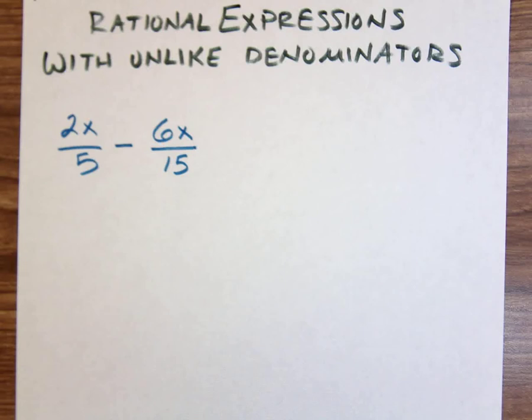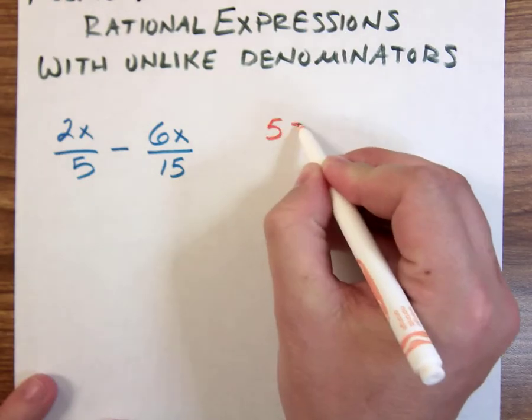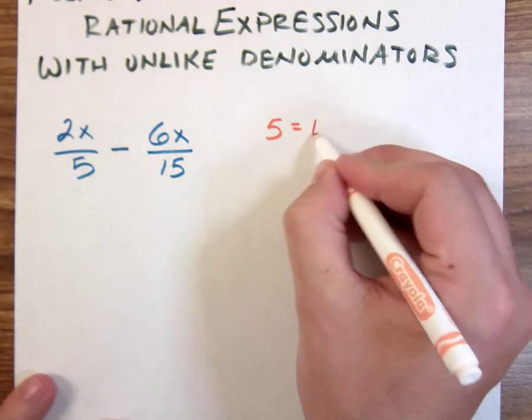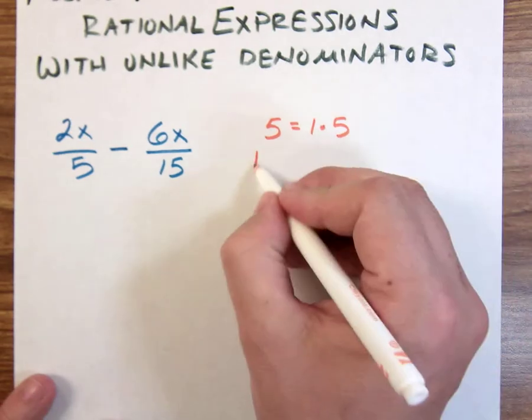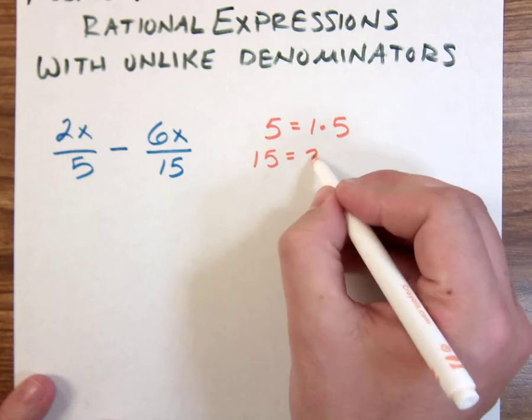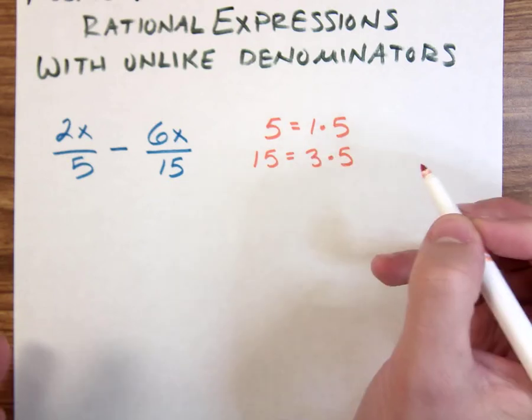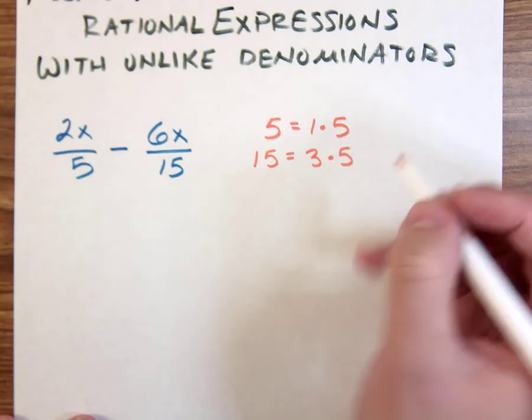So the denominators we have are 5 and 15. Let's find the lowest common denominator of 5 and 15. Now eventually I want you to be able to find the lowest common denominator without writing out the prime factorization. But for now, let's go ahead and write it out. 5 is really easy. It's 1 times 5. That's pretty simple. 15 is not too bad. This is 3 times 5, or 1 times 3 times 5 if you like. These are all prime numbers though, so I think we're good.